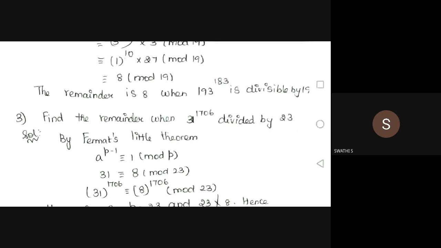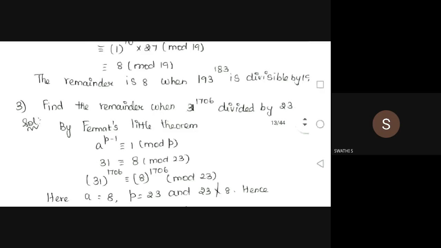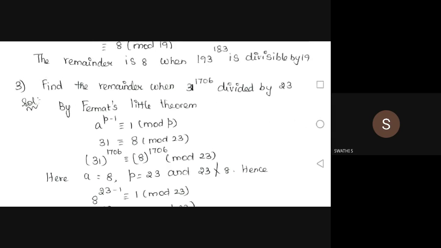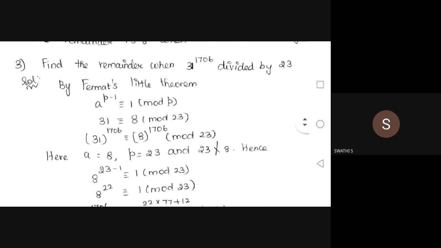So 8 power 1706 mod 23. Here A value is 8, P value is 23. So P does not divide 8. It means 23 does not divide 8. So we can apply the Fermat-Little theorem. So 8 power 23 minus 1 is congruent to 1 mod 23. So 8 power 22 is congruent to 1 mod 23.